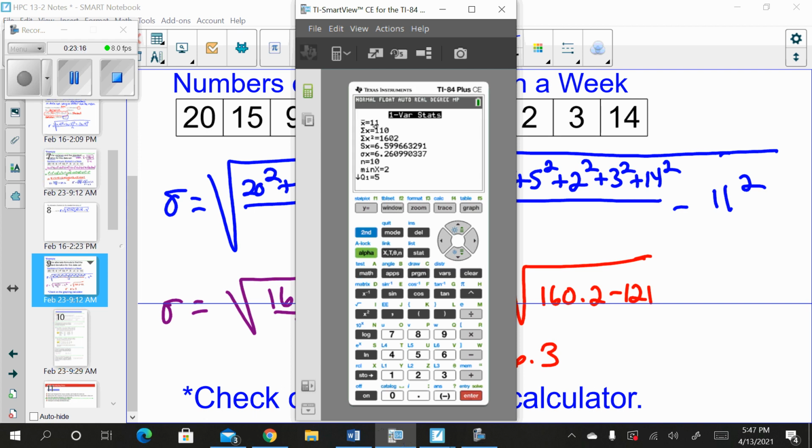There's awesome things. Very top, x bar equals 11. There's your average. So nice little shortcut here. You could type your data values in, and it will calculate an average for you, especially if you have a lot of numbers. It's a great way to do it. You don't want to have to add them all up by yourself.